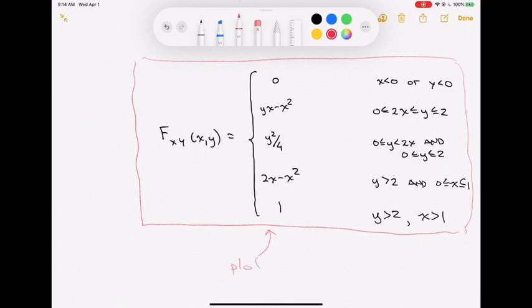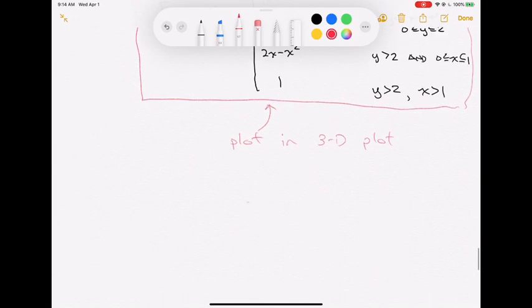So here's what I would like to do. I would like to plot this in a 3D plot, right? So I will have, in this particular case, my XY plane. So I'd have X and Y, something like that. And then in the vertical, I'm going to do that CDF value.